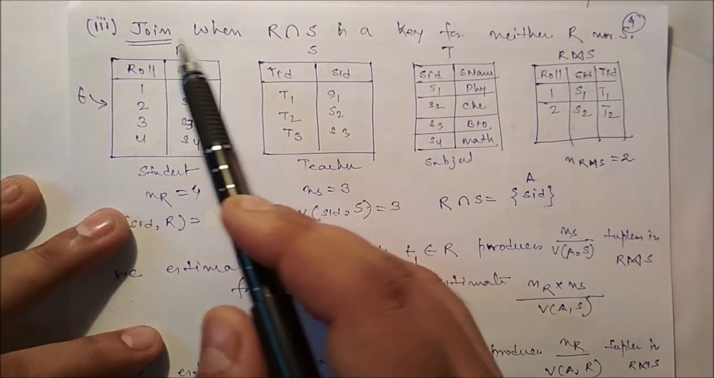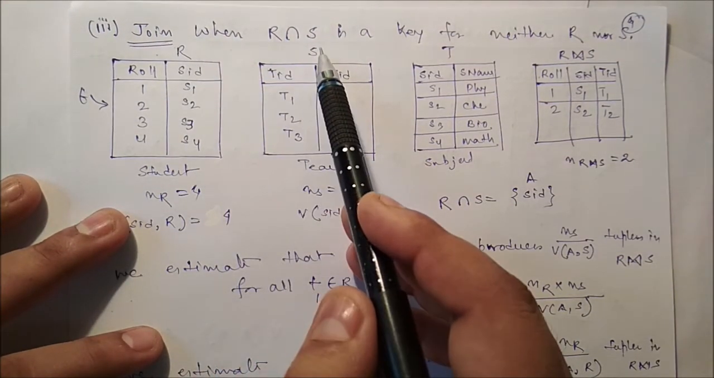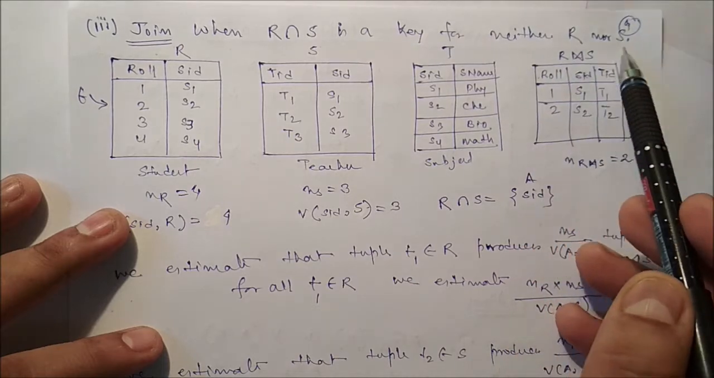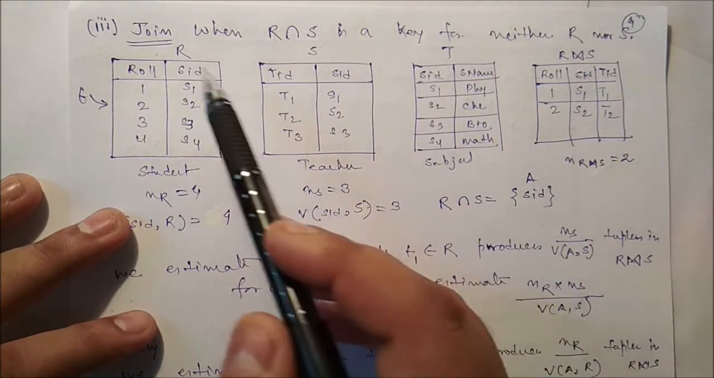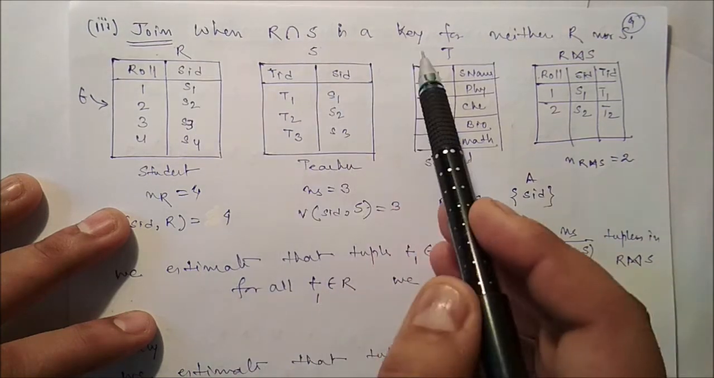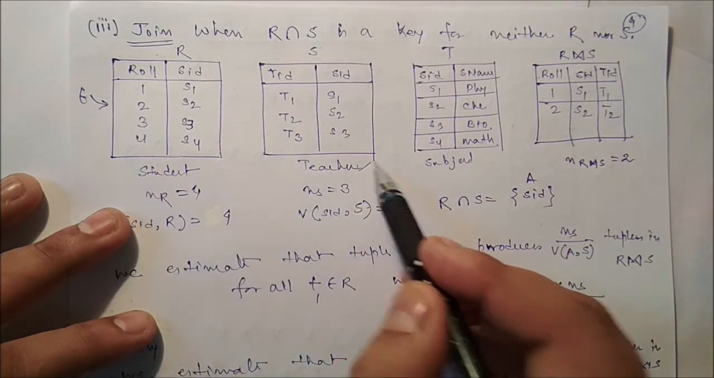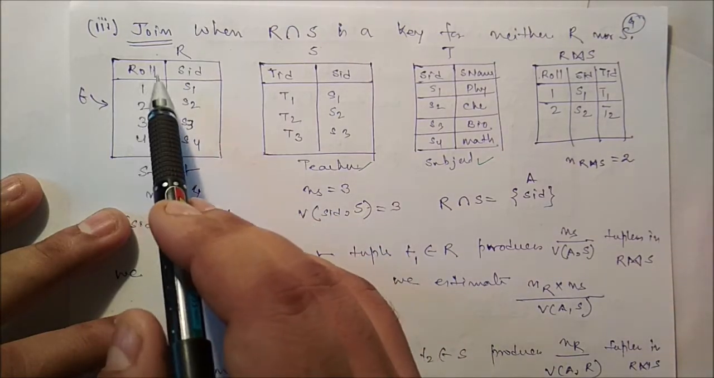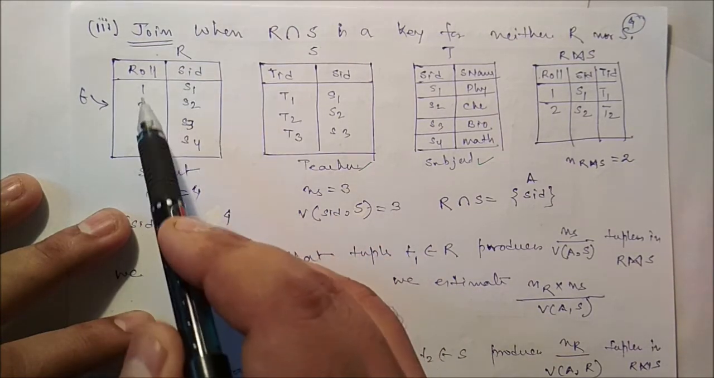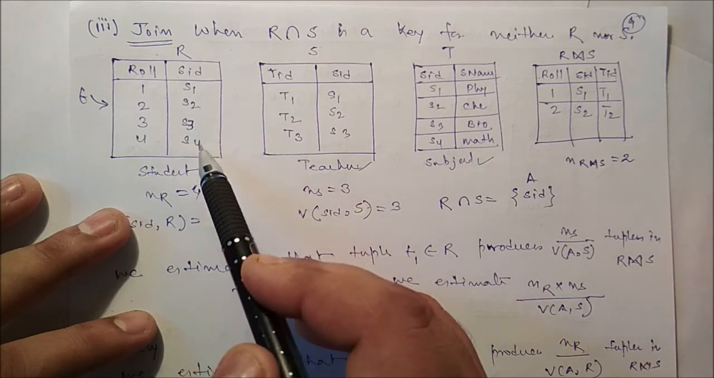Next, the join operation when R intersection S is a key of neither R nor S. Now we can see one example. Say three tables are there: R, S, and T. Say a student table, a teacher table, and a subject table. Now you can see two tables are there. Here two attributes are the roll number and subject ID: 1, 2, 3, 4 and subject IDs S1, S2, S3, S4.